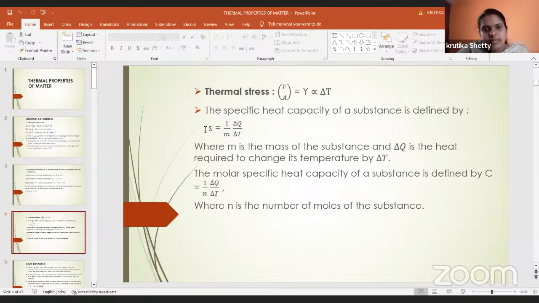If you consider iron, aluminium or any object, the specific heat capacity value will be constant. And you always remember, water has the highest specific heat capacity. Water's specific heat capacity is the highest of all. That is 4200 joules per kg per Kelvin. Some books give it as 4186. Then next, heat transfer.